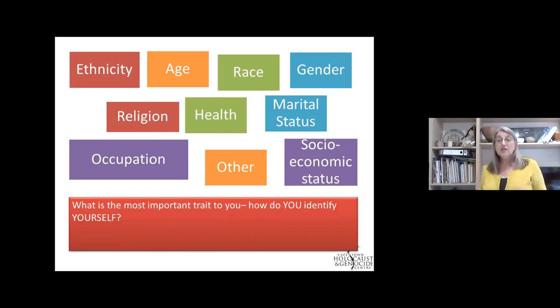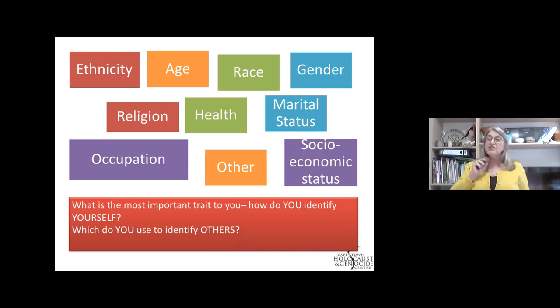If I had to ask you to think about yourself and then look at those words and choose the 3 or 2 that are most important to you as a person, might it be your gender? Might it be your religion? Might it be your race? Whatever it is, how you want to identify yourself.